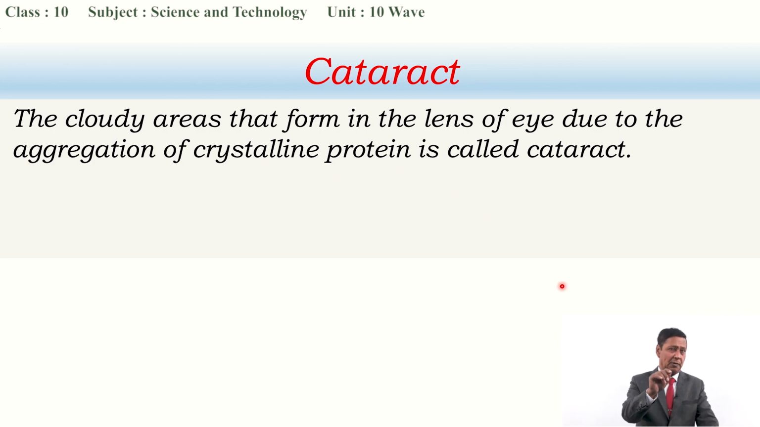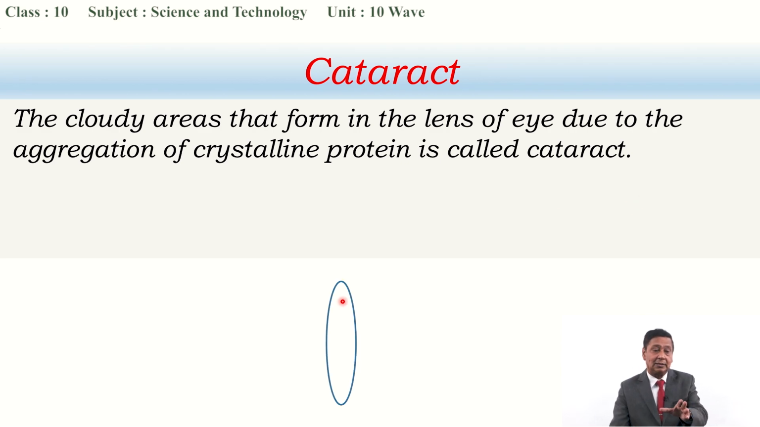I think you have heard about this. Usually it occurs in old age. Usually, not the rule. This moti bindu occurs usually in old age. What happens exactly? This is, let's say, the convex lens of the eye. It is made of what?